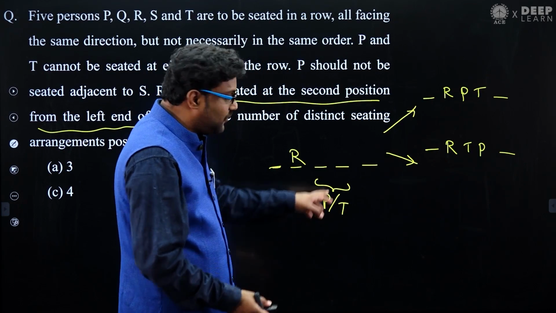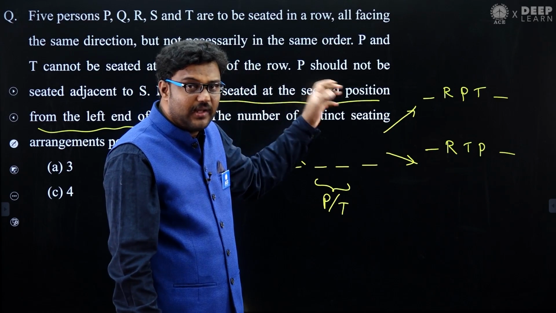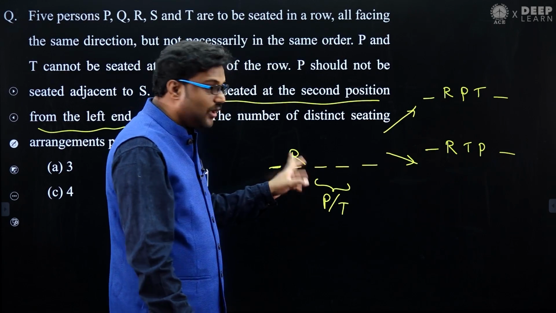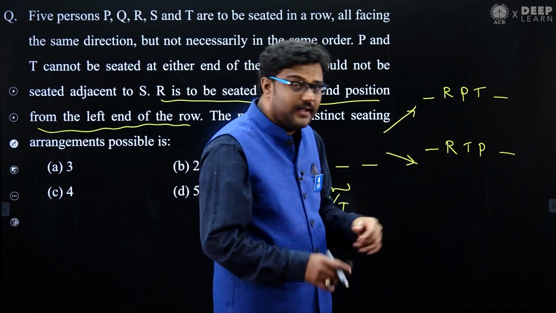Because as I mentioned, these 2 should be taken by P and T only. P and T cannot be at either end of the row. It may be the extreme right end or left end, and R is already placed here. So P may be here, P may be here. That's 2 different things.